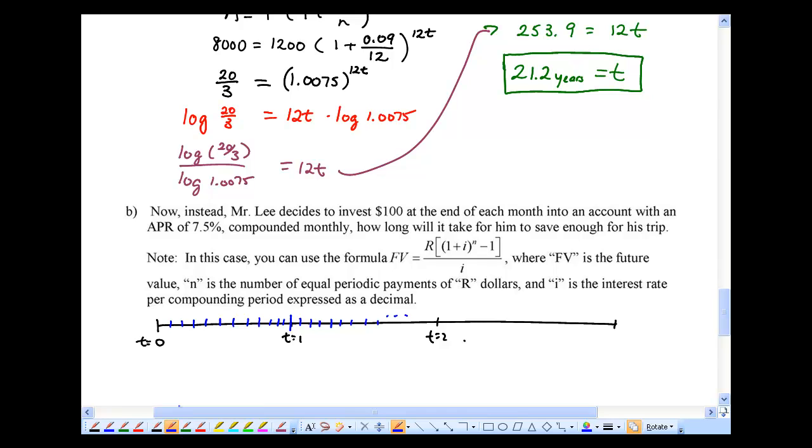If I keep doing that, the question is, how long will it take for him to save up enough money for this trip?